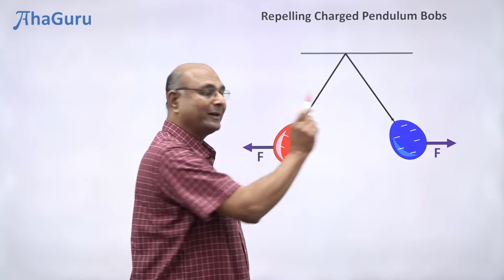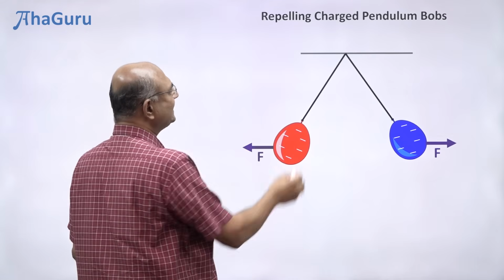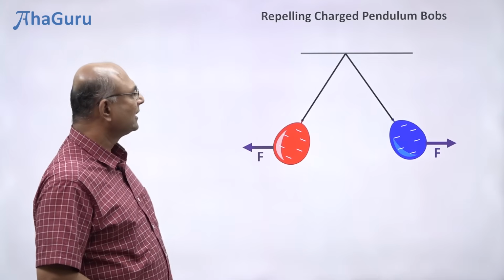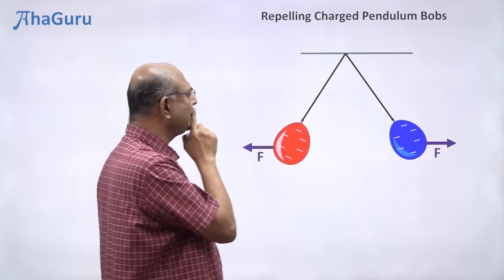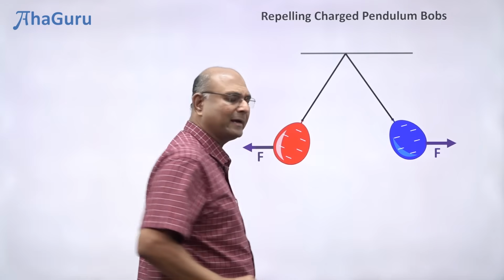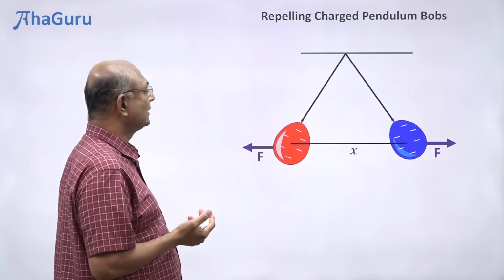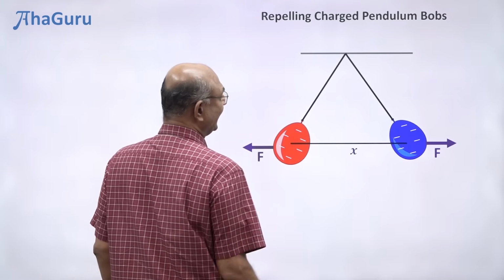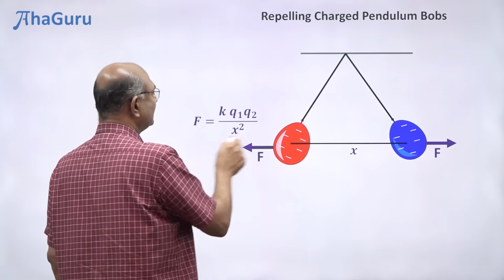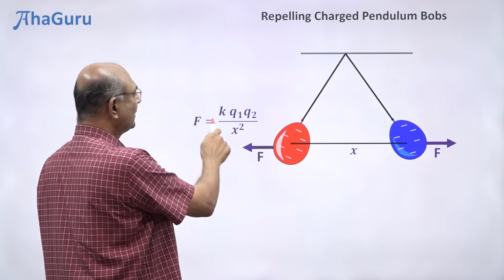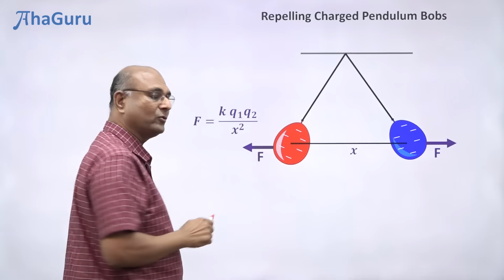And then they will come to rest at this position where they make an angle with each other. Can we find the relationship between the angle that they make and this electric force? We can do that. If I say that this distance is x, this force between them will be k q1 q2 by x square.